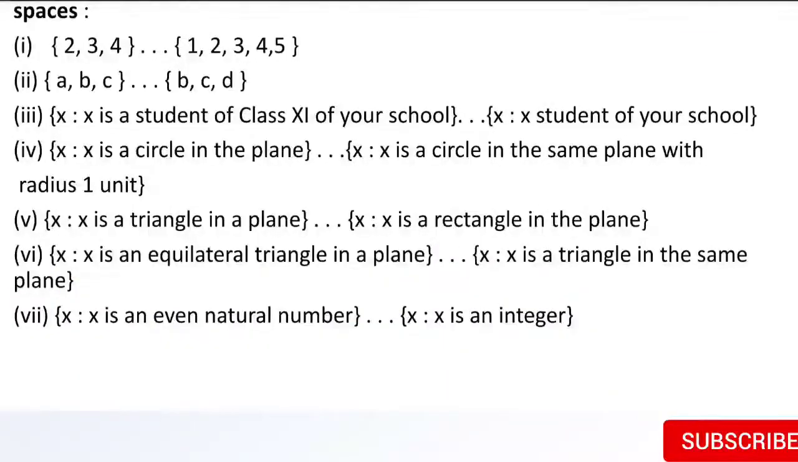So in this exercise, the first is a subset, second is not a subset, third is a subset, fourth one is not a subset, fifth is again not a subset, sixth one with the equilateral triangle is a subset, and the last example is again a subset. So this is our first case.